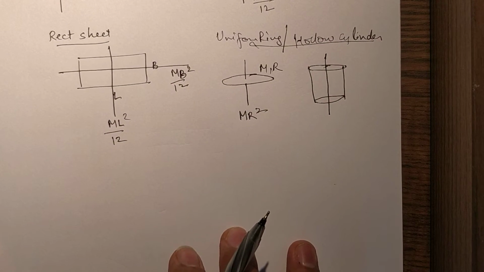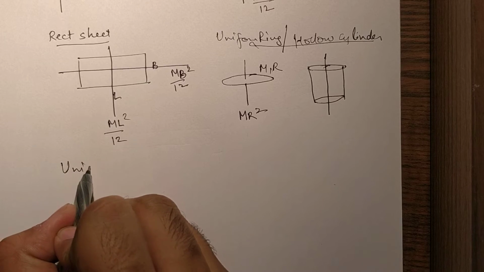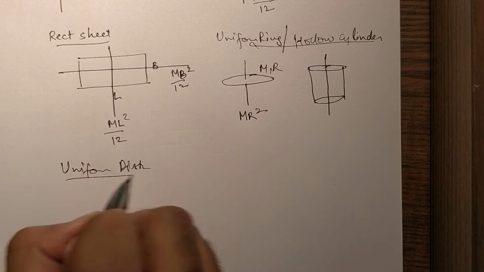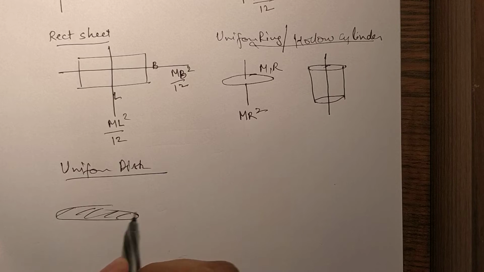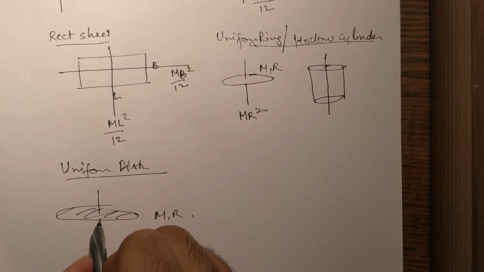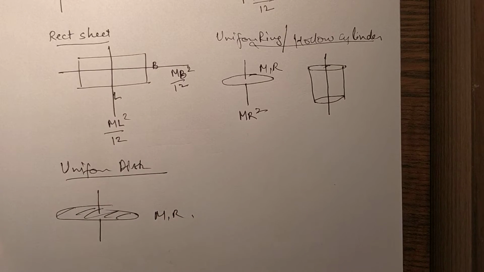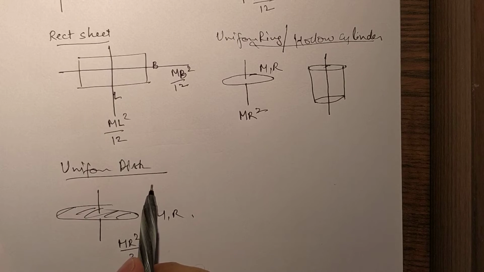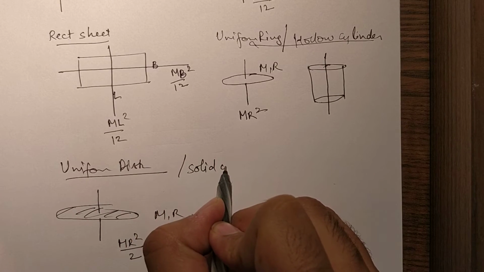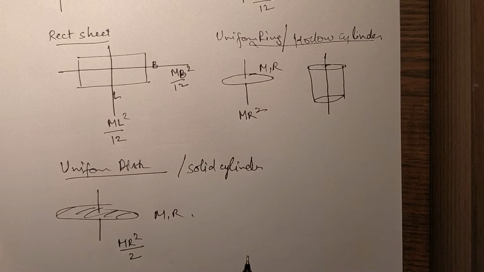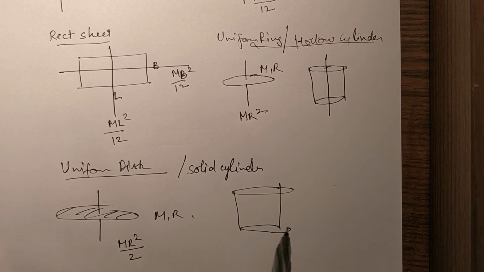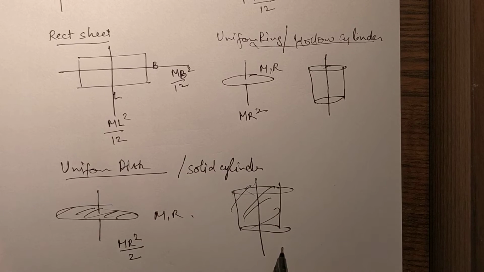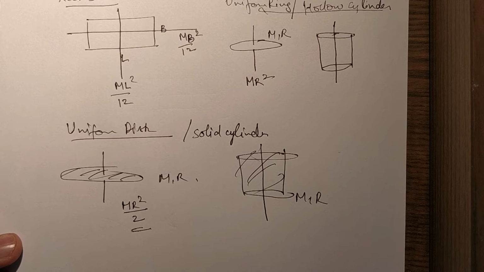Next let's see uniform disk. Uniform disk, mass m, radius r. Again I take this axis which is perpendicular to the plane passing through its center of mass. Its moment of inertia will be mr square by 2. Whether you take a uniform disk or a solid cylinder, you will have the same result. Solid cylinder will be like this. It is solid and this is the axis, mass m and radius r. It will also have the same result, so you should keep this in mind.